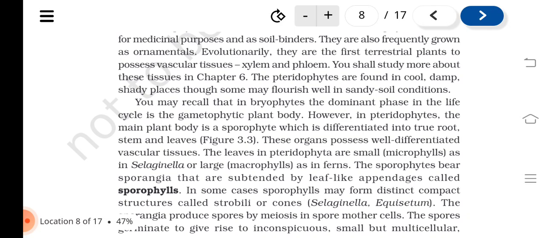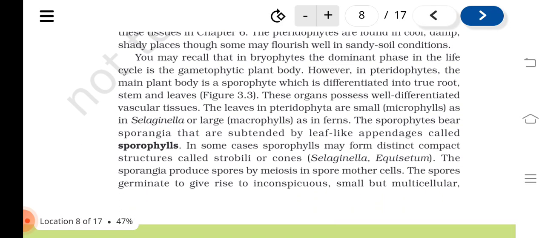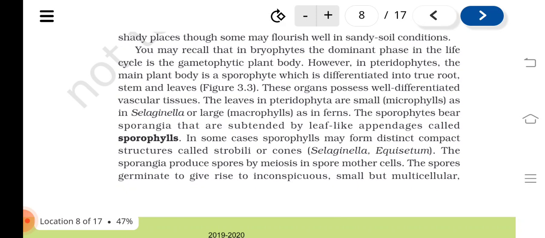You may recall that in bryophytes the dominant phase in the life cycle is the gametophytic plant body. However, in pteridophytes the main plant body is a sporophyte, which is differentiated into true root, stem and leaves. Figure 3.3. These organs possess well differentiated vascular tissues. The leaves in pteridophytes are small microphylls as in Selaginella or large macrophylls as in ferns. The sporophytes bear sporangia that are subtended by leaf-like appendages called sporophylls. In some cases, sporophylls may form distinct compact structures called strobili or cones. Selaginella, Equisetum.